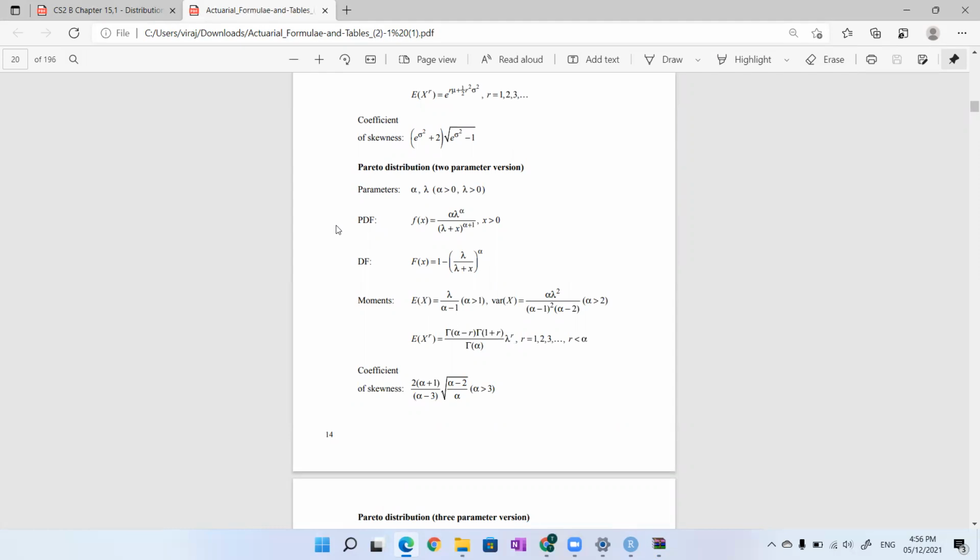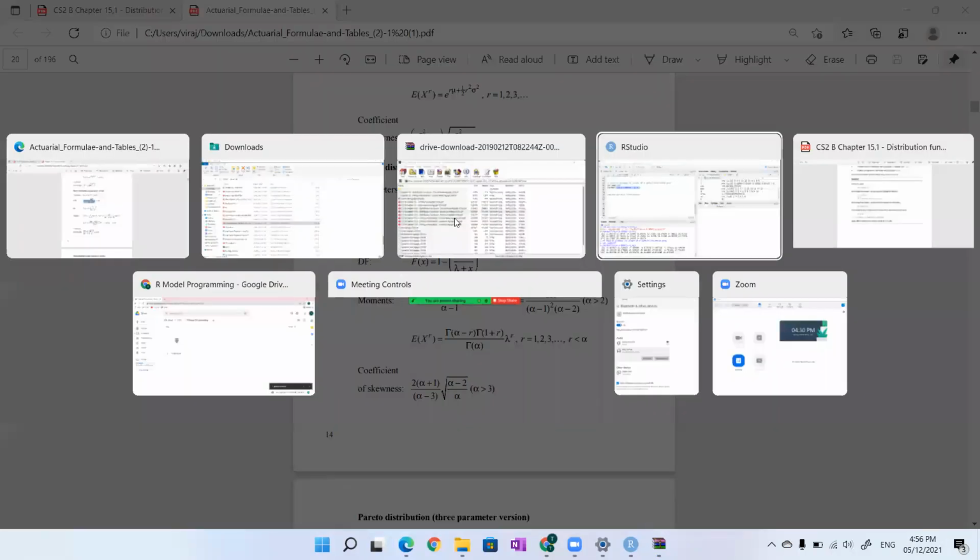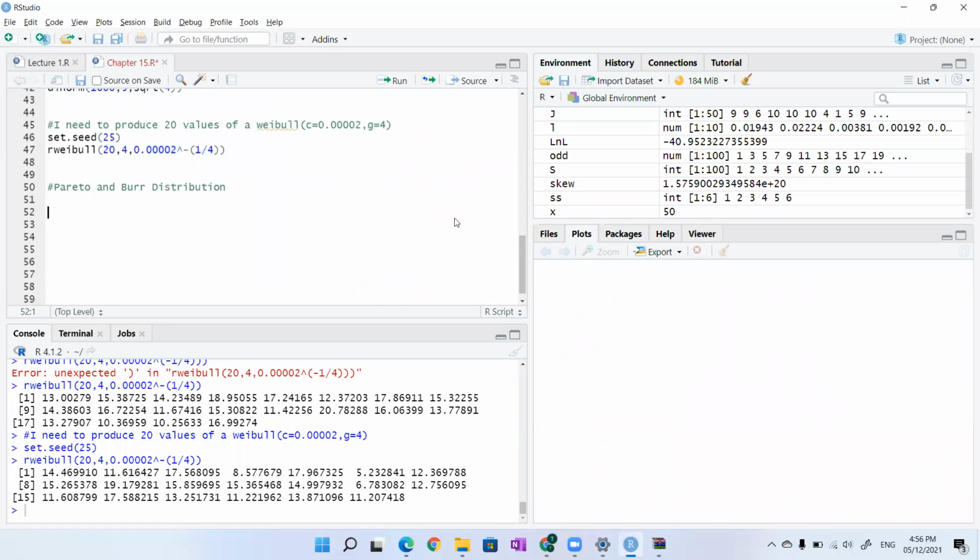So let's move on to it. D Pareto. What is D Pareto? D Pareto is nothing but your PDF. So basically you have to write this thing in a coding format. How do you write it in a coding format? First you define a function. Suppose D Pareto is nothing but a function. What are the parameters you need for a D Pareto? It is x, alpha and lambda.